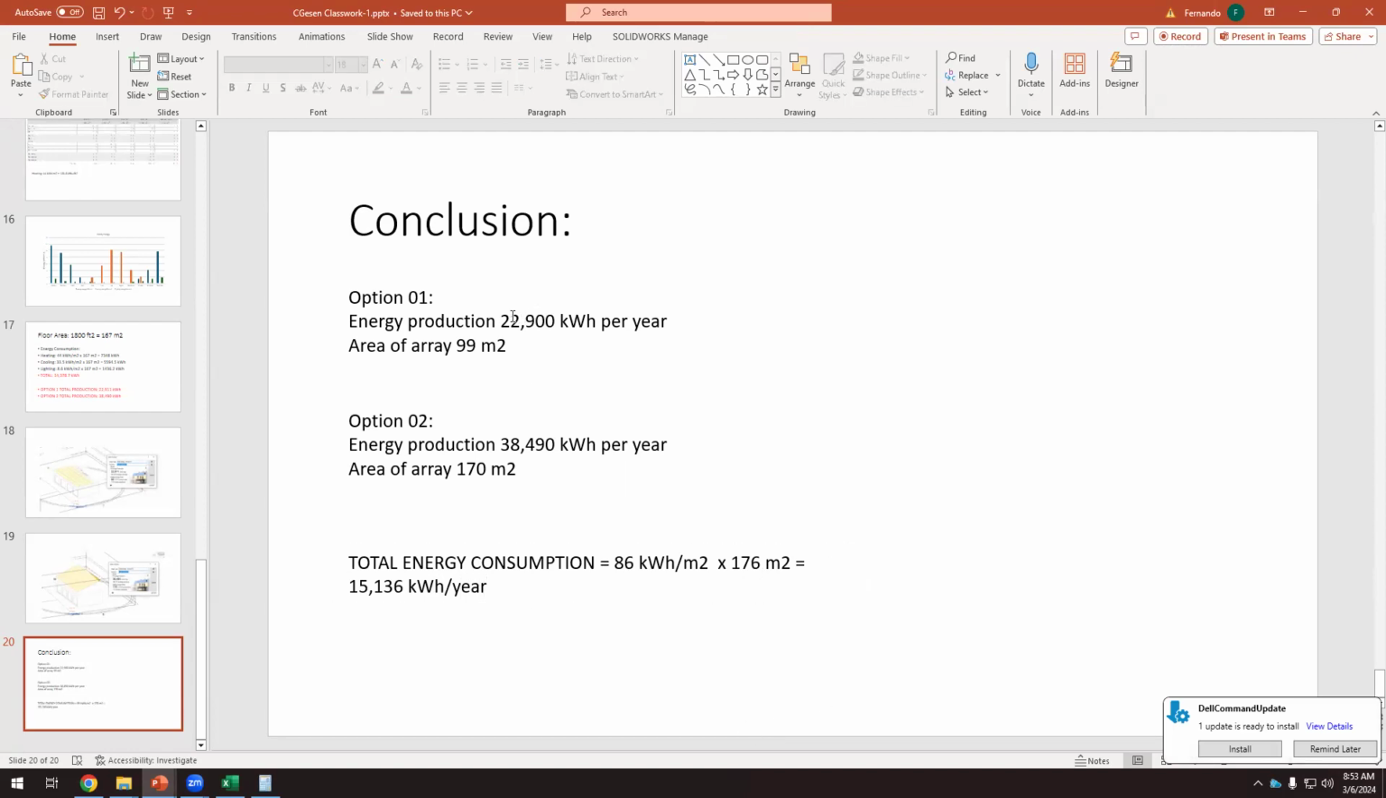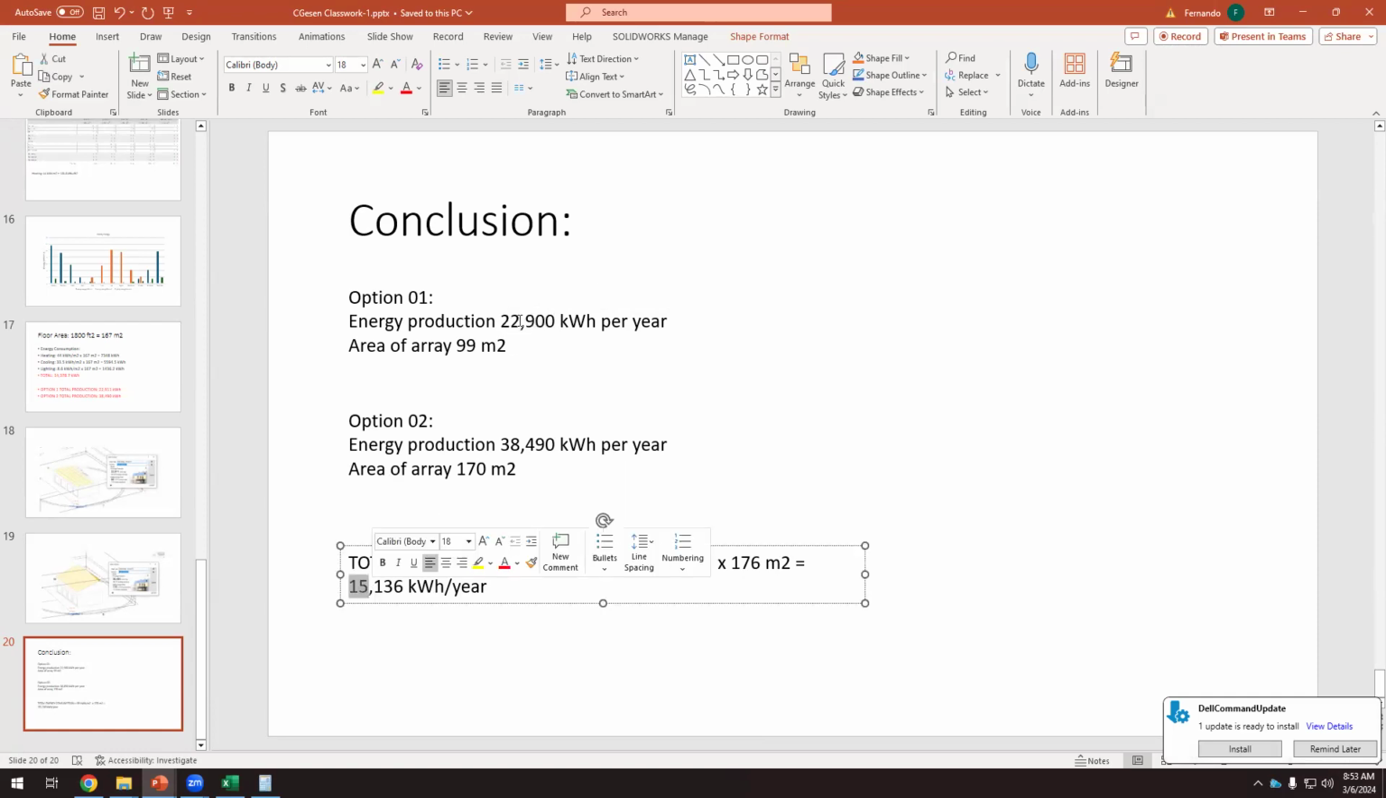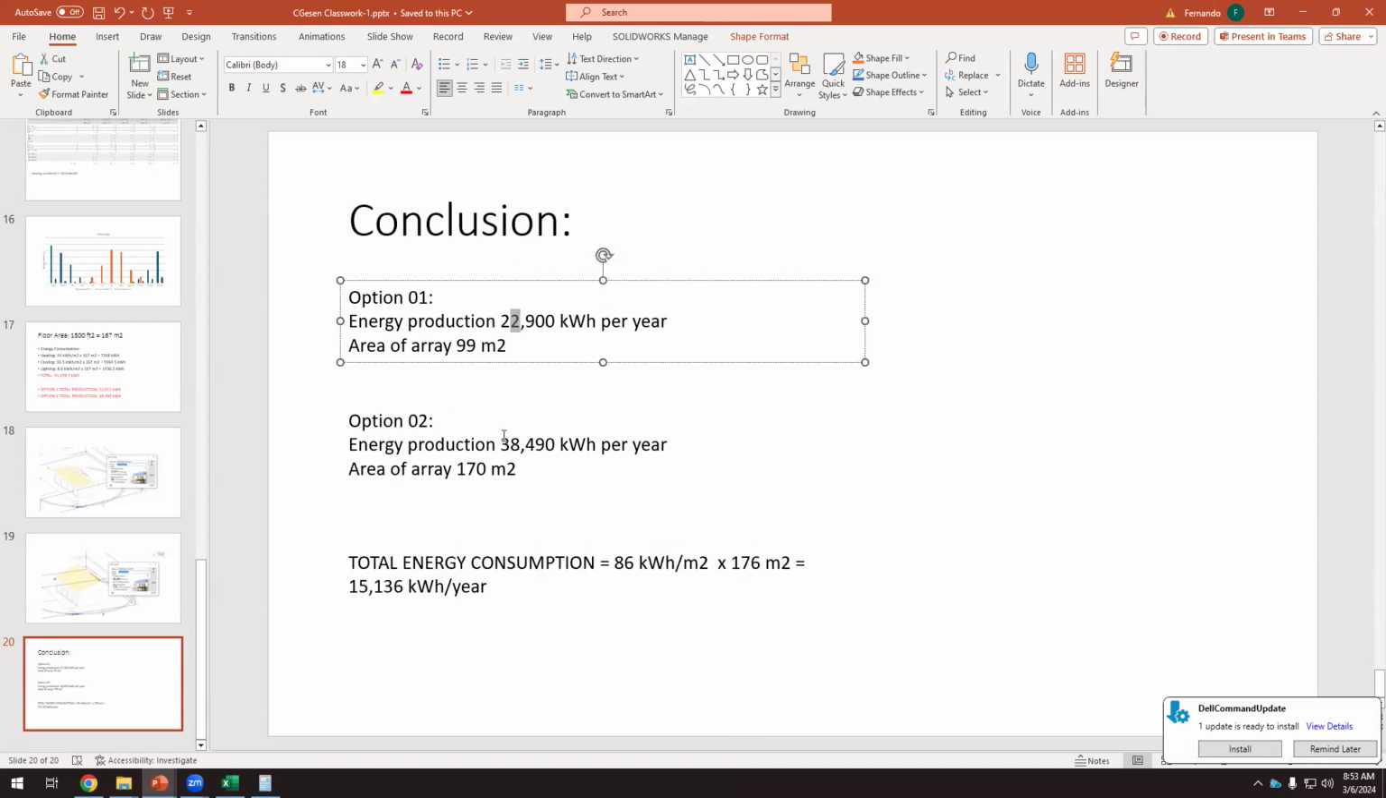Okay, so with both options, we produce more energy than we consume. With this option, if the consumption is 15,000, we produce 22,000. This option is even better, but now the question is, do we have a zero energy building? We do have a zero energy building with those numbers because we produce more energy than we consume. Good. It comes at a price. And what is the price?